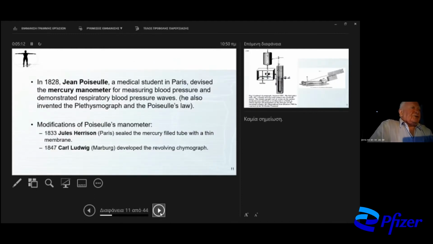In 1828, Jean Poiseuille, a medical student in Paris, devised the mercury manometer for measuring blood pressure and demonstrated respiratory blood pressure waves. He also later invented the plethysmograph and Poiseuille's law. Modifications of his manometer by Jules Hérisson in 1833 sealed the mercury with a thin membrane, and Carl Ludwig from Marburg developed the revolving kymograph to record the measurements.